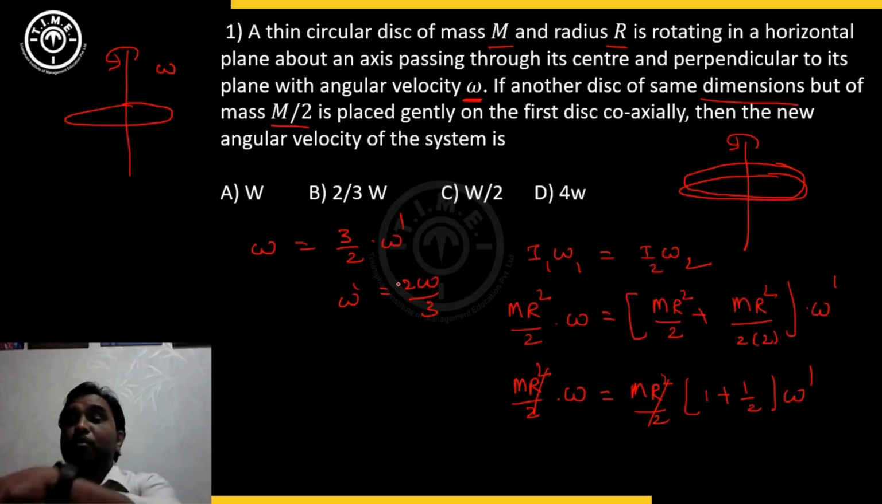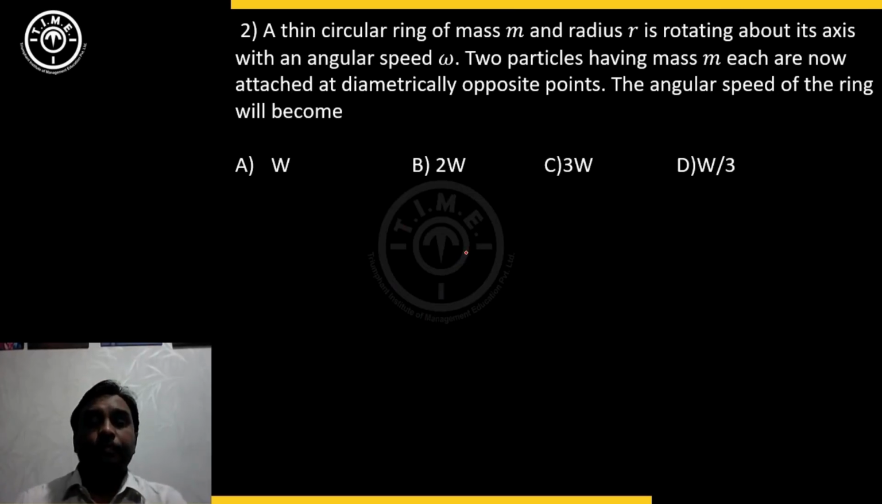The only reason is that the moment of inertia in the second case increased. Once the moment of inertia increases, the corresponding angular velocity decreases. That is what we studied in the conservation of angular momentum. Moving to the second question.